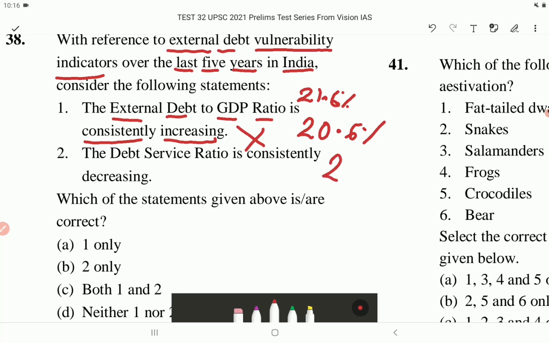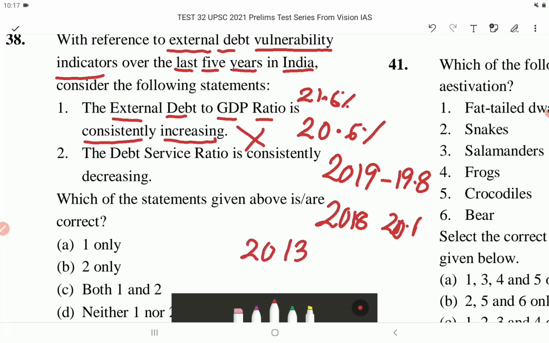In 2019, it was only 19.8%, in 2018, 20.1%, then in 2013, it was 22.4%. So there is no consistent trend. So statement 1 is incorrect.